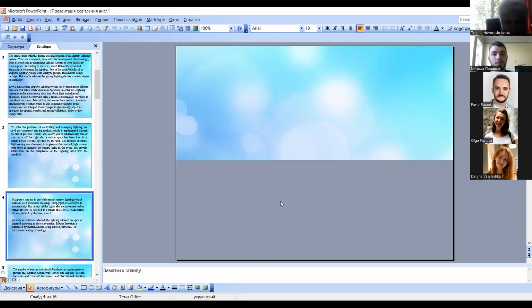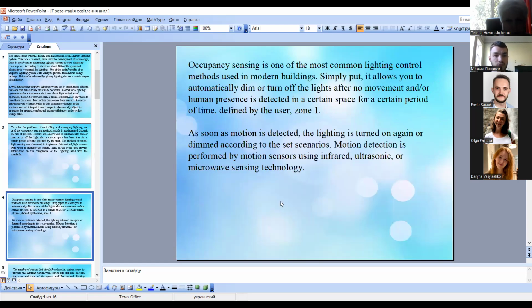Occupancy sensing is one of the most common lighting control methods used in modern buildings. Simply put, it allows you to automatically dim or turn off the lights after no movement and/or human presence is detected in a certain space for a certain period of time, defined by the user (zone 1). As soon as motion is detected, the lighting is turned on again or dimmed according to the set scenario.